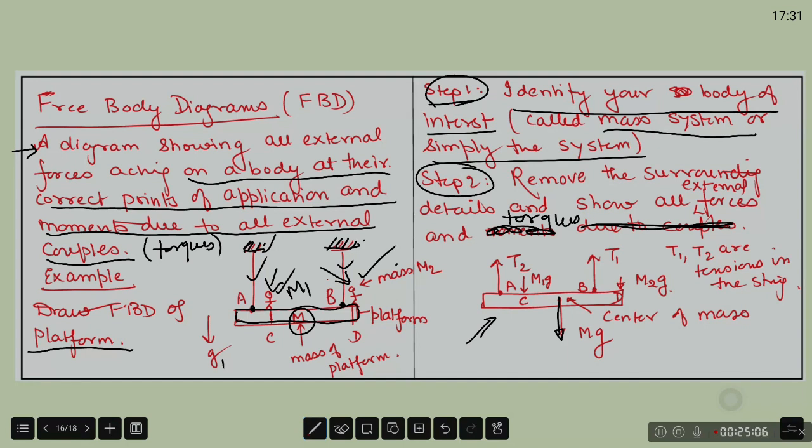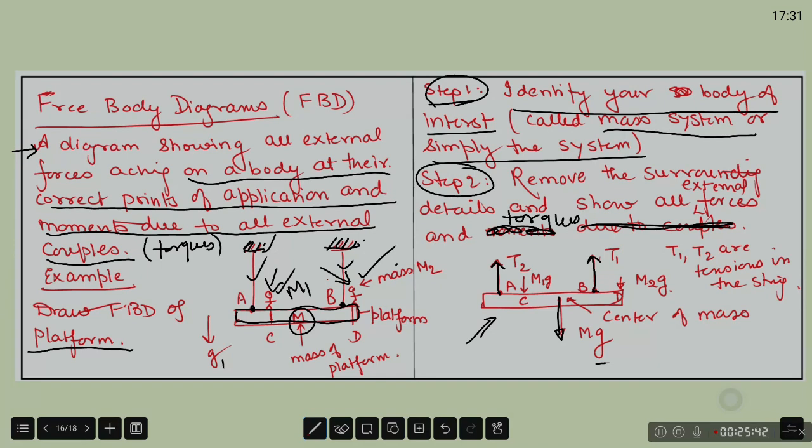Then I have replaced the two ropes and those details, but I have to put the force that those two ropes must be exerting on my platform. Tension forces. I have marked those two tension forces as T2 and T1, and they are acting at their right points of application, at A and at B. I cannot put T1 here. That would be wrong. T1 has to be at point B.